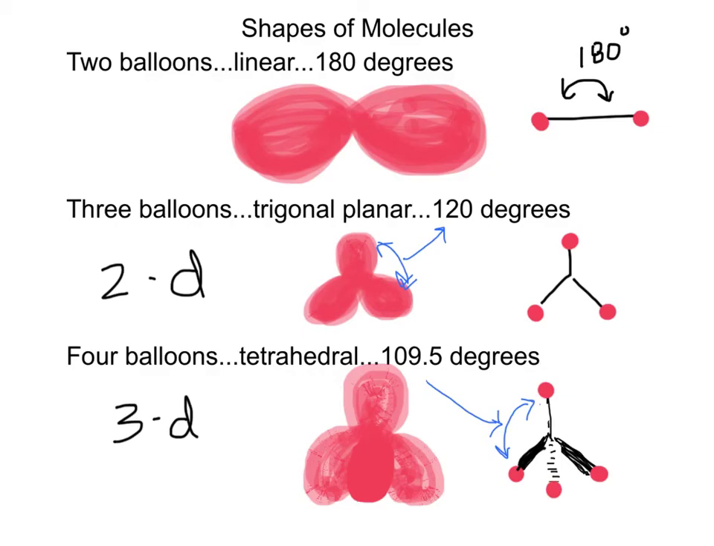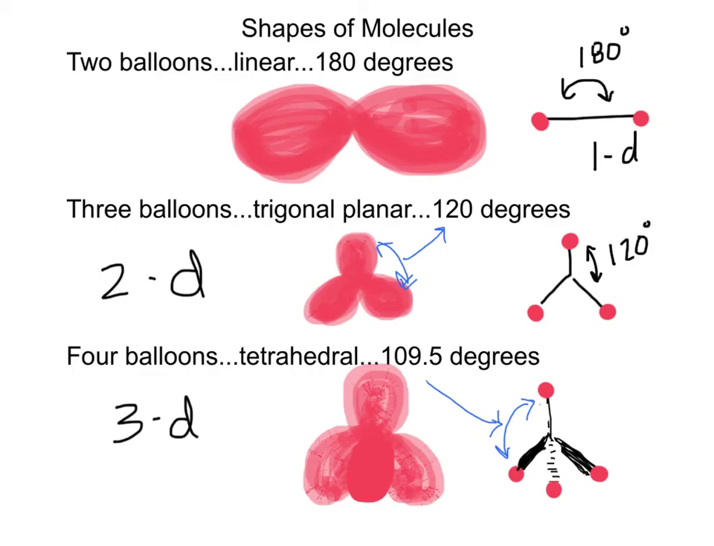If I have 3 things attached, like the next thing down, we get 2-dimensional, which we start to make a plane. So if I had 3 balloons attached, they would lie in a plane. Okay, and the angle here is my 120.